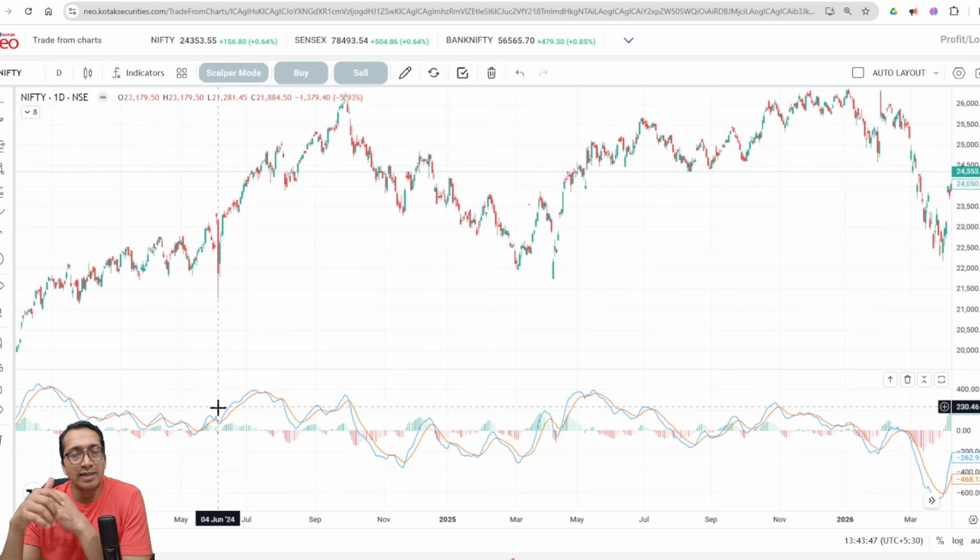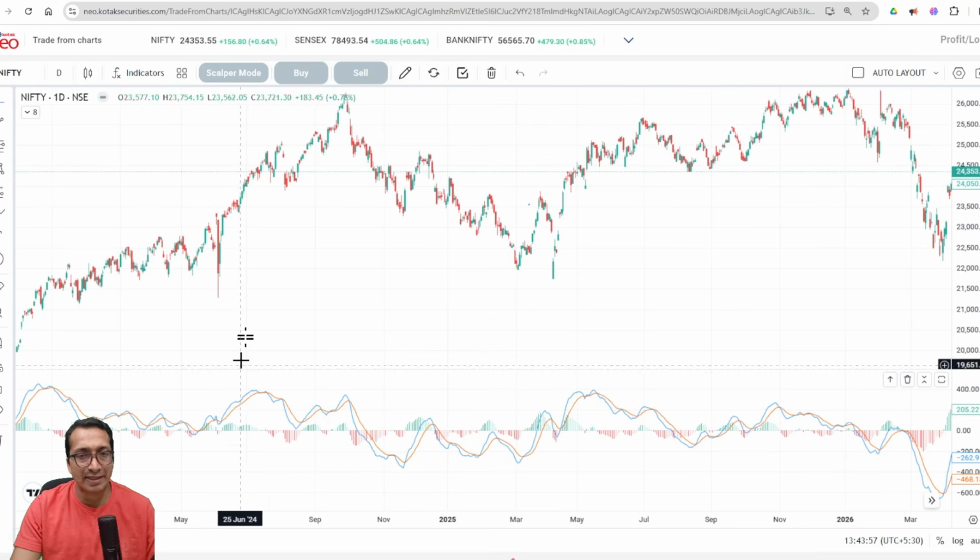It doesn't tell you where to enter into the trade, but it tells you where the momentum is shifting from low to high or high to low. How is it done? So let's see that. So first of all, what is MACD made of? MACD looks very simple.